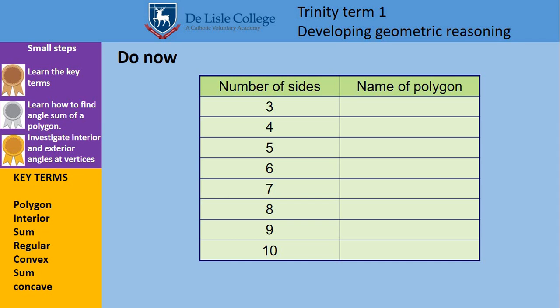So if you can put today's title, which is Developing Geometric Reasoning, and the date in your exercise book, you're going to fill in the number of sides and the name of the polygon. Polygon meaning many angles. So it's a shape we're looking for with a number of sides of 3, 4, 5, all the way down to 10. See how many you know the name of. Don't worry if you're not too sure, we'll fill in the rest a little bit later on.